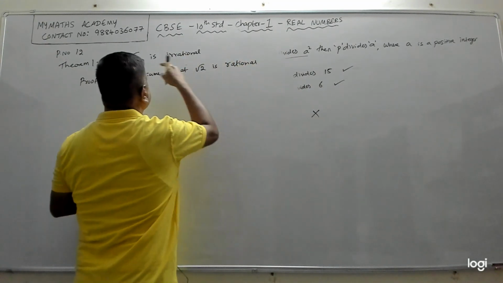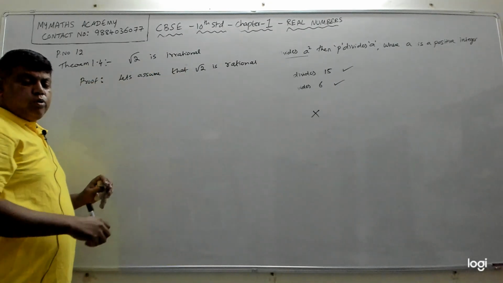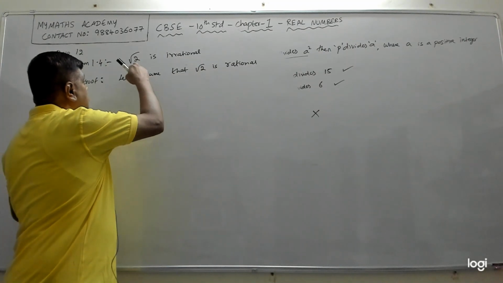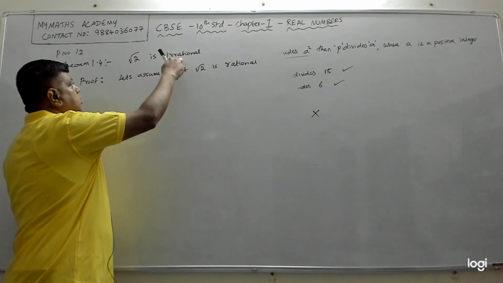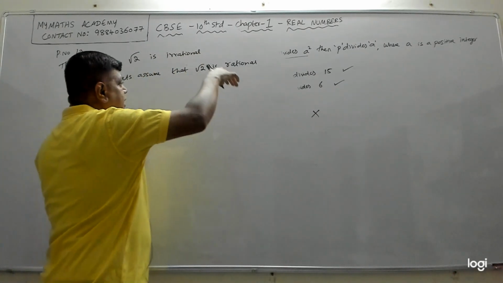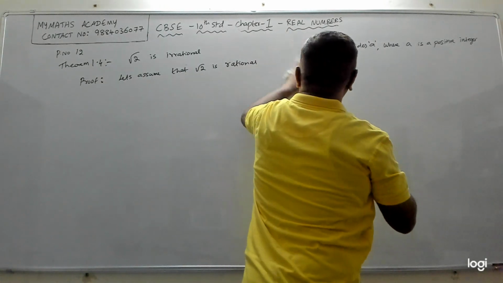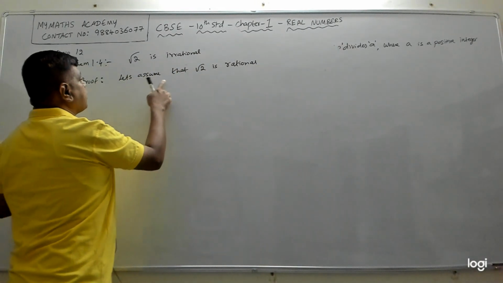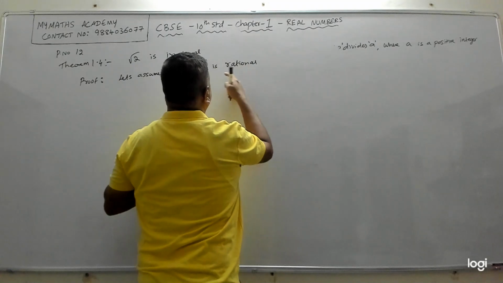To prove root 2 is irrational, we are going to use the method of contradiction. Right? For that, we will first assume this statement is false. This is not true, which means root 2 is not an irrational number, which means we will assume that root 2 is a rational number. Let us assume that root 2 is rational.